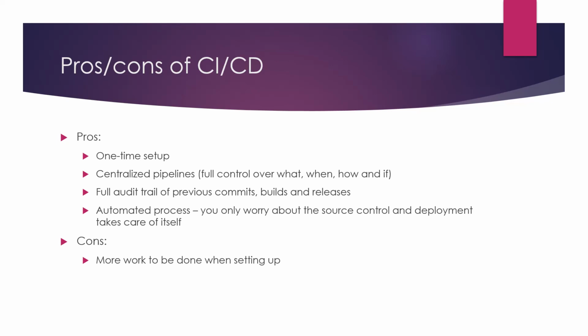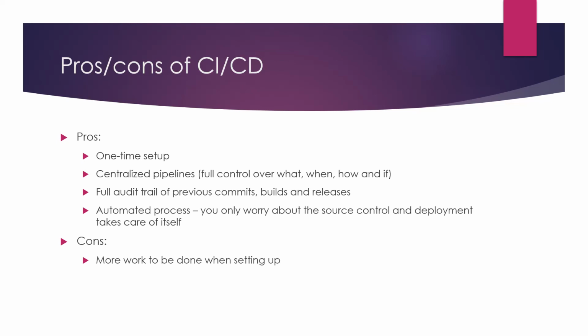So a second pro is centralized pipelines. So you have full control over what, when, how, and if things are being deployed. That's not strictly CI and CD, but I just find this to be an integral part of that process. You have full audit trail of previous commits, builds, and releases. So you can see exactly what commit triggered what build number, and then you can see which build number triggered which release. So there is a full audit trail. You can trace things back. You know what's been deployed and when and how, and that's pretty important.